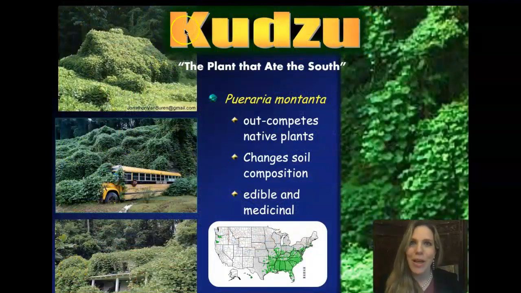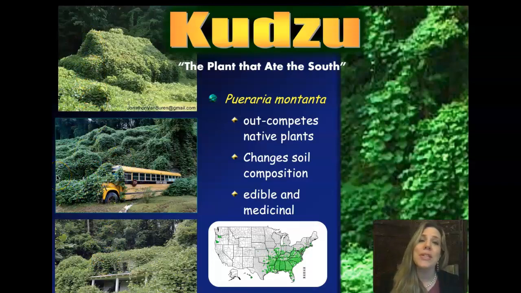the kudzu plant. So better known as the plant that ate the South, because when it gets into a place, it just takes over everything. So you can see here, it's completely covered these houses, a school bus, it just completely takes over. And it was intentionally introduced into the United States in 1876 for the Philadelphia Centennial Exposition.